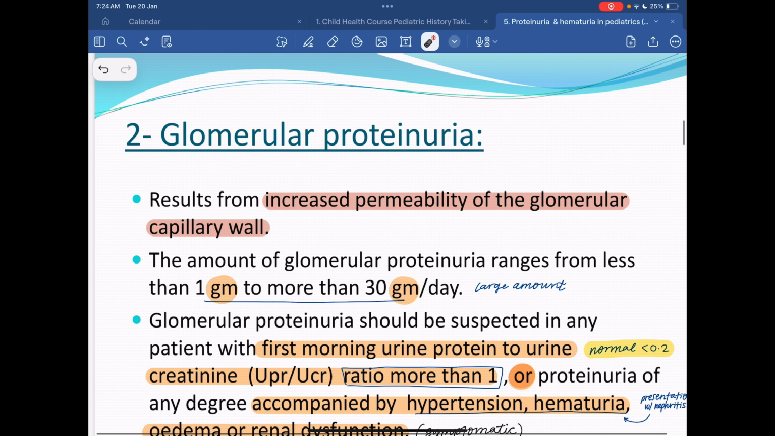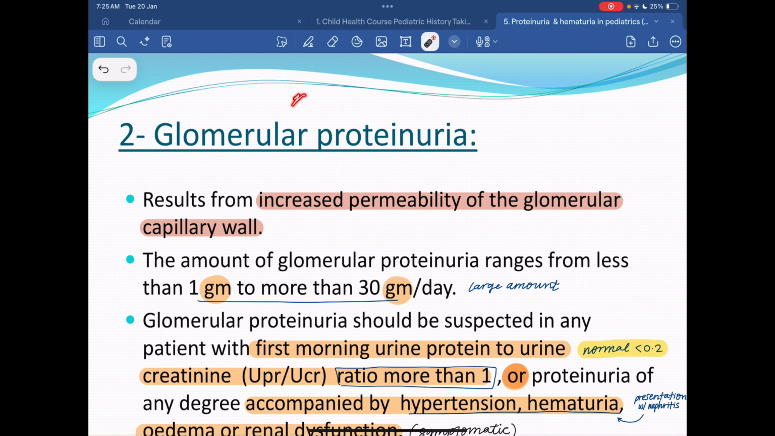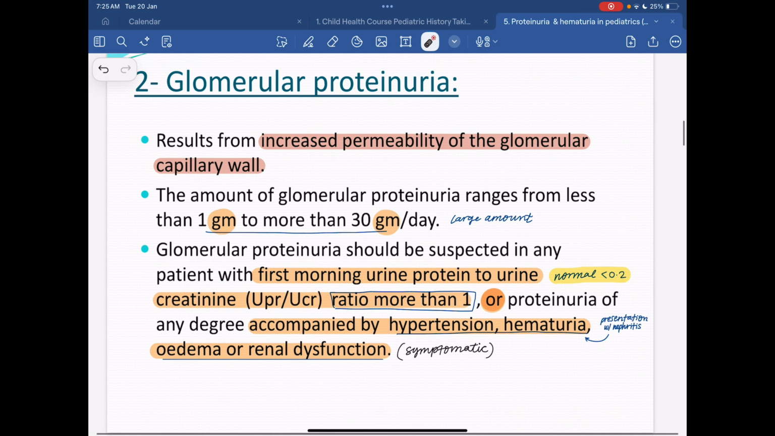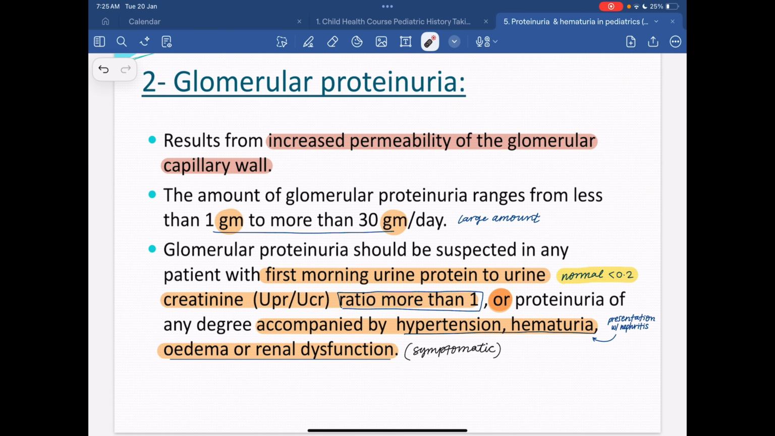What about glomerular proteinuria? If you remember nephrotic syndrome is the disruption of the glomerular basement membrane. فيصير عندنا هو فيه negative charge that gets disrupted, which causes the albumin or the proteins that are in the blood to be leaked out through the membrane. So we have an increased permeability of the glomerular capillary wall. The amount of glomerular proteinuria ranges from less than 1 gram, to more than 30 grams per day. So this is a large amount.